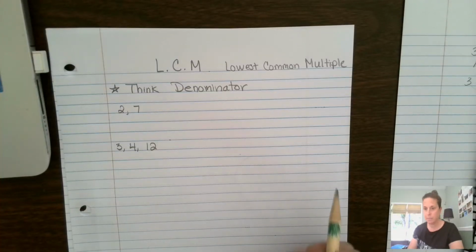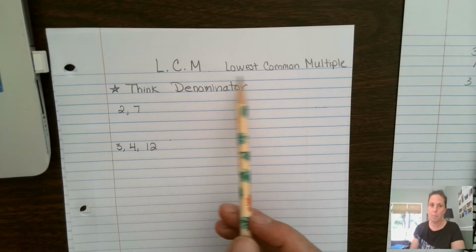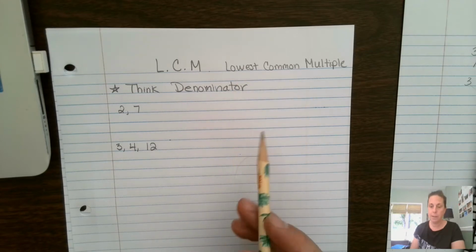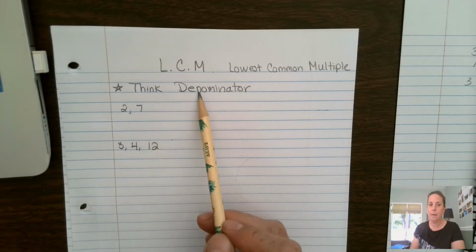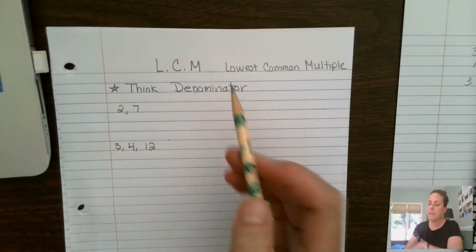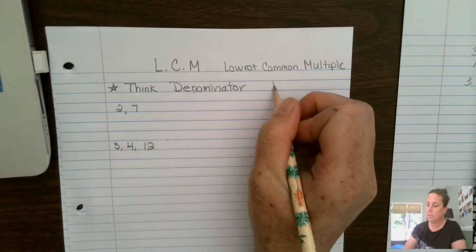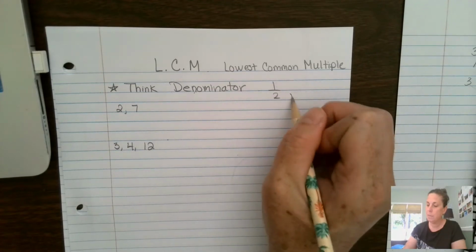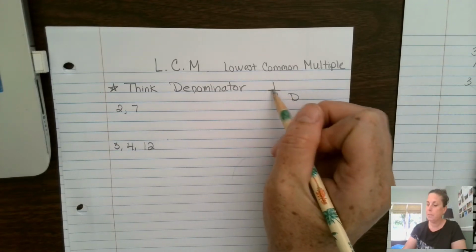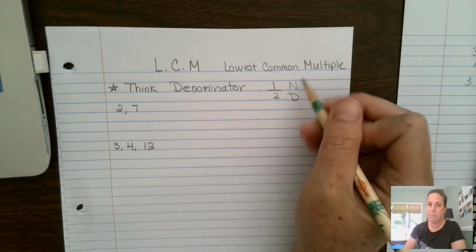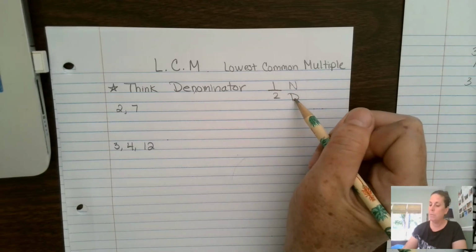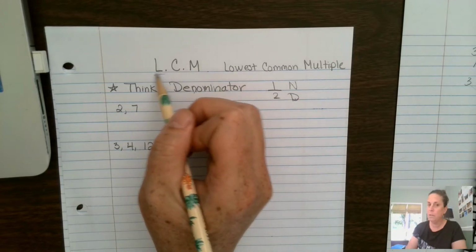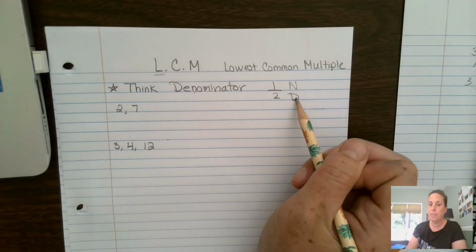Hey there, today I'm going to teach how to find the lowest common multiple for a set of numbers. So when you see lowest common multiple, you should think denominator. One way you can remember that is the denominator in a fraction is always down. This would be the denominator, the one on the bottom, and the numerator is the one on top, for north. North, numerator; denominator, down. And when you see the word low, low means down, so think denominator.